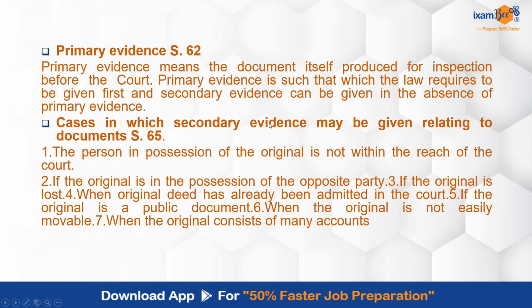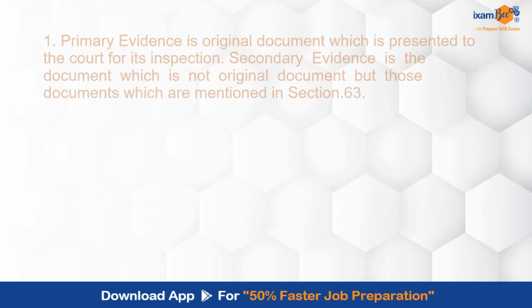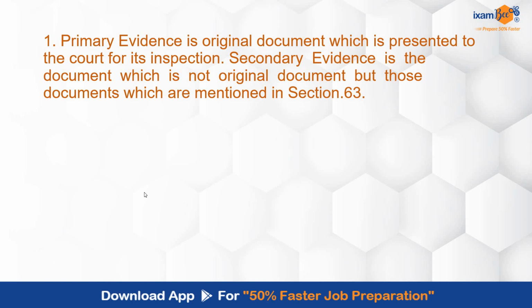But there are some cases in which secondary evidence may be given relating to documents. Section 65 enumerates those. The person in possession of the original is not within the reach of the court. If the original is in possession of the opposite party. If the original is lost. When the original deed has already been admitted in the court. If the original is a public document, when the original is not easily movable, when the original consists of many accounts. So there are many cases which you can elaborate here point-wise where secondary evidence can be given. If it is not movable, if it is very bulky, all these things you can mention over here.